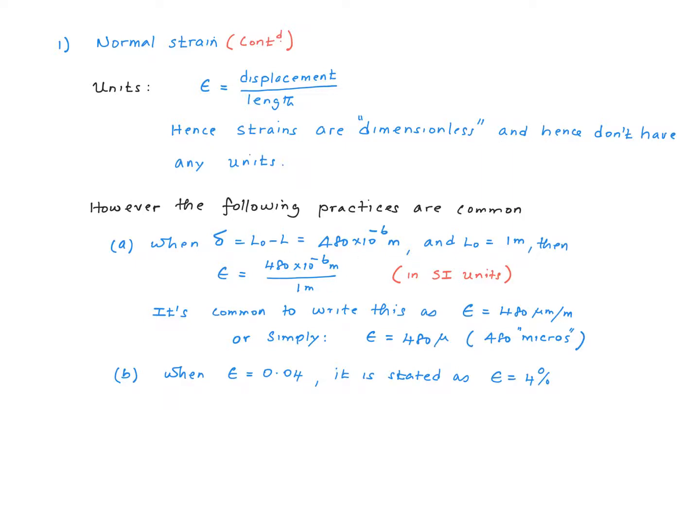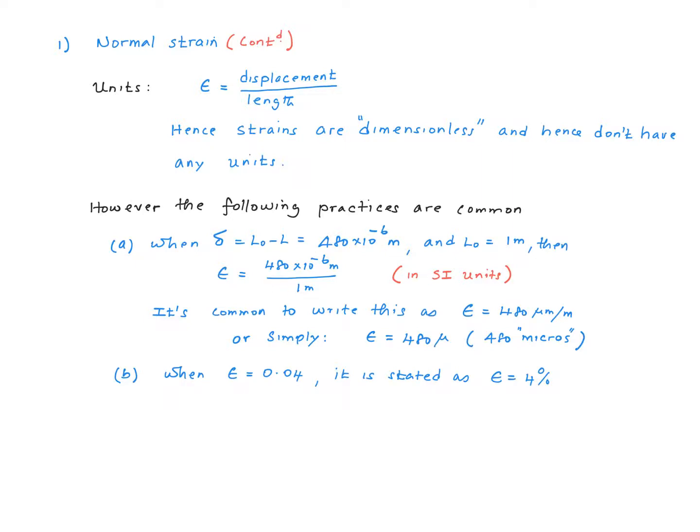Say we have a situation where the displacement is very small. Say we had a rod of initial length 1 meter, but the displacement is only 480 times 10 to the minus 6 meters, or 480 micrometers. The strain would be the displacement delta divided by the original length L naught. That will be 480 times 10 to the minus 6 meter divided by 1 meter. You can see the meter and meter cancel out, and therefore epsilon is calculated to be unitless or dimensionless. So that is the proper way to define a strain.